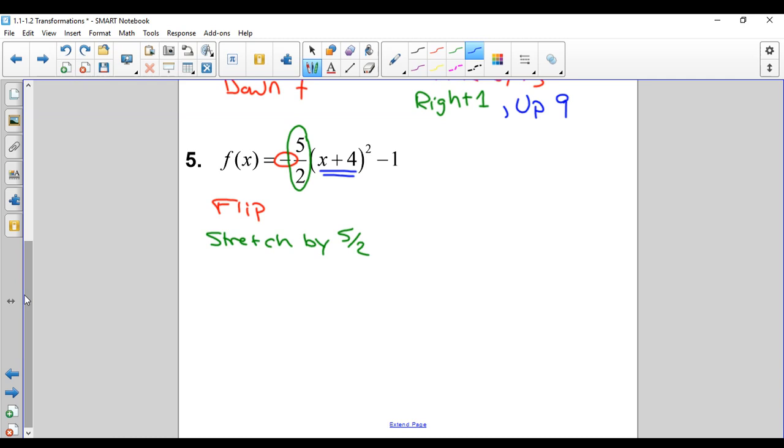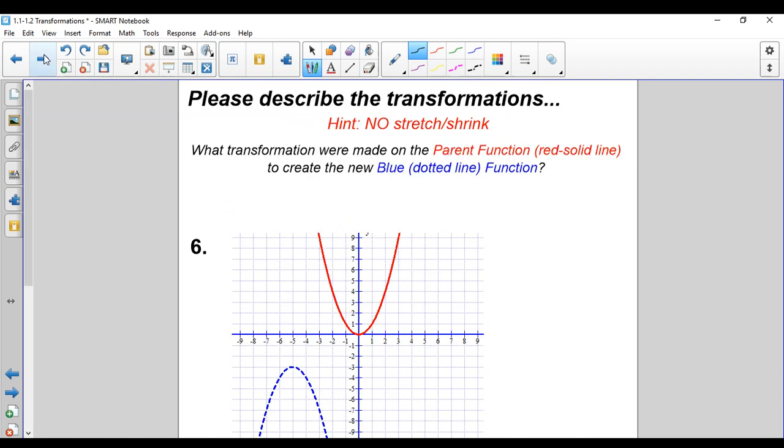Watch for something like that. Inside, it's a +4, so we're going left 4. It's a -1 here at the end, so we're going down 1. And there's our information, there's our transformations. All I want to do is describe the transformations. Next, I want to give some visuals on the same thing.